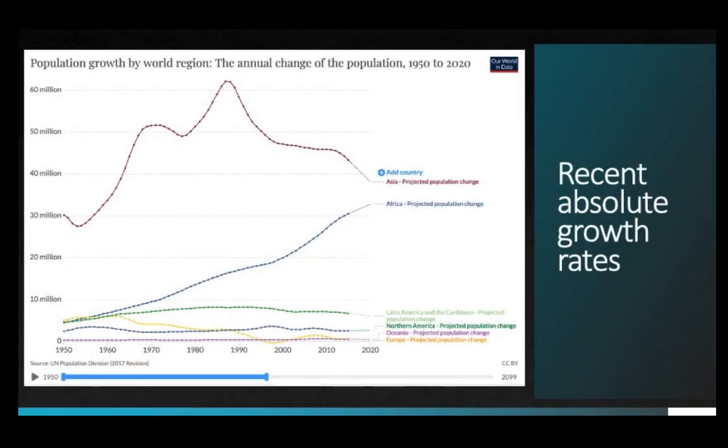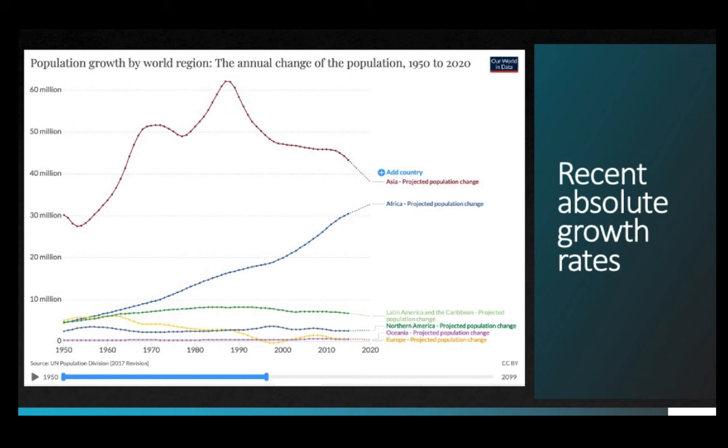If we now take a look at absolute growth rates around the world, then what we see is that Asia has the largest absolute growth rate, but that it has declined over the past 20 years. Now keep in mind that Asia is also the most populated part of the world, and so it makes sense that a bigger population will have a larger absolute growth rate, even if the relative growth rate is low, as we'll see on the next slide.